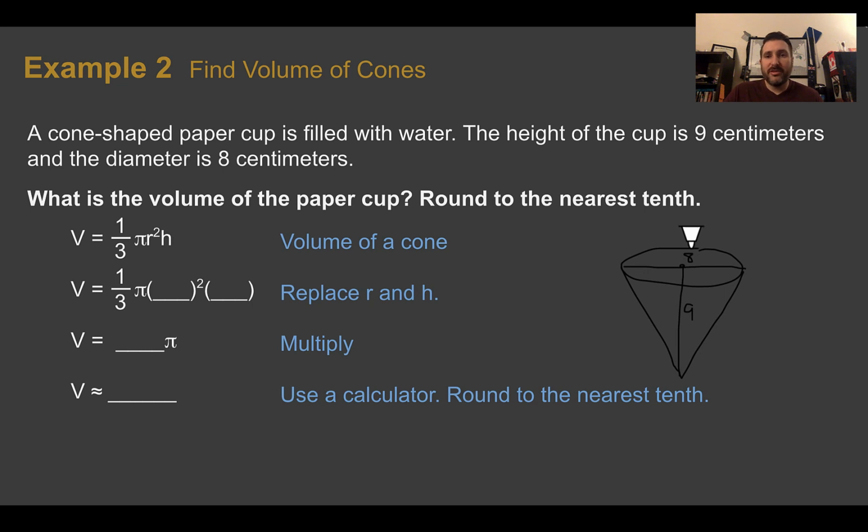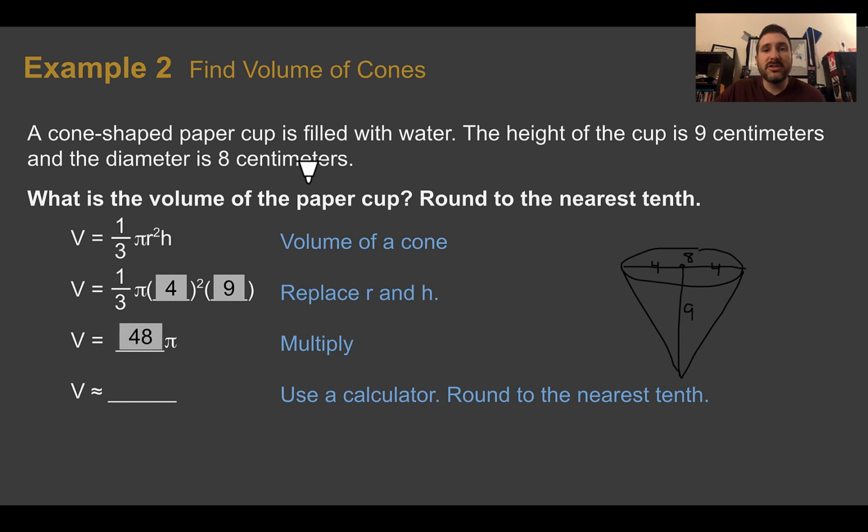Remember, when we're finding volume, we want the radius, so half of that is 4. So we're going to use 4 and 9 instead of 8 and 9. Plugging in those values like we've been doing, r is 4, h is 9, multiply everything out. So 4 times 4 is 16, times 9 times 1/3 would give us 48.